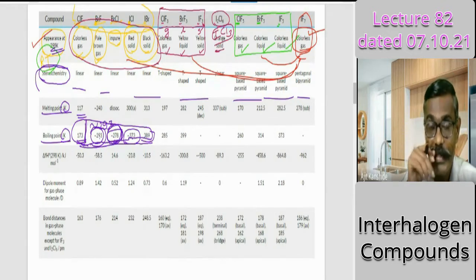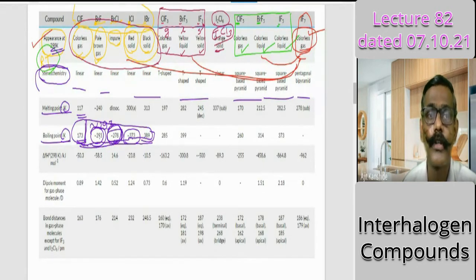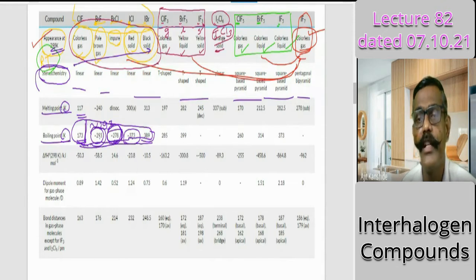If boiling point increases, then chances are it can exist in the liquid form or in the solid form. So on the basis of physical constants, further clarity about their physical existence will be there. Let us compare this now.